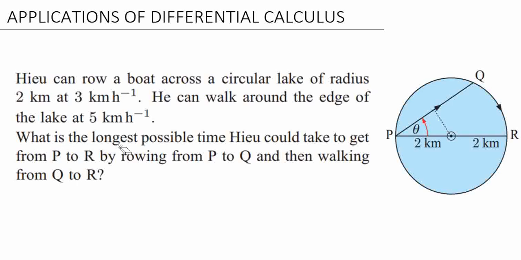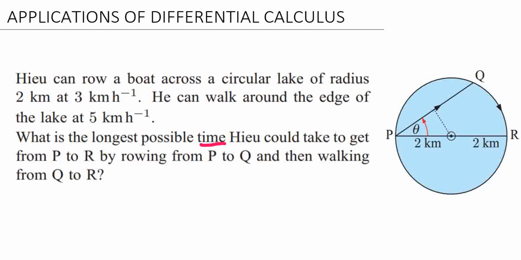Now, what is the longest possible time Hugh can take to get from P to R by rowing from P to Q and then walking from Q to R? That will be the question. Now let's get this information into a mathematics equation. So the question is about the longest possible time.